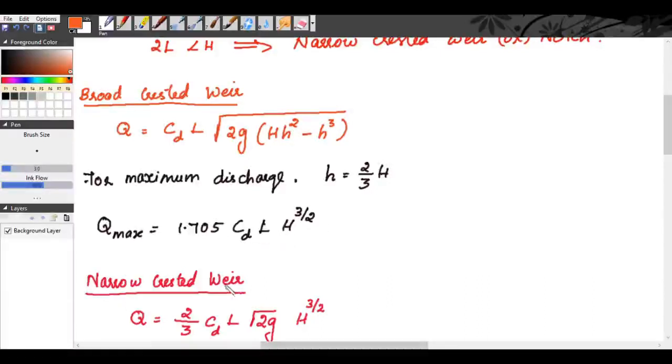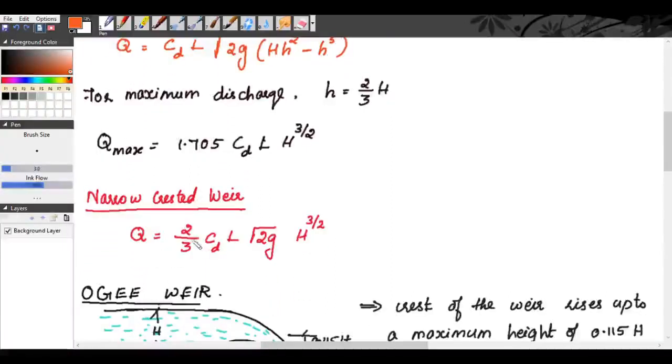Now, for a narrow crested weir, the discharge is equal to 2 by 3 CD. This is similar to that of the rectangular weir. So, Q is equal to 2 by 3 CD L root 2G H raised to 3 by 2.